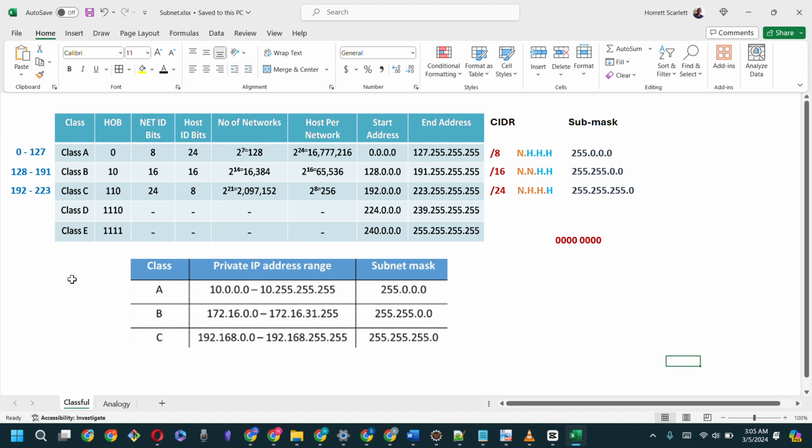So for example, a class A address is going to range from 0 to 127. A class B address is going to range from 128 to 191. And a class C address is therefore going to range from 192 to 223.